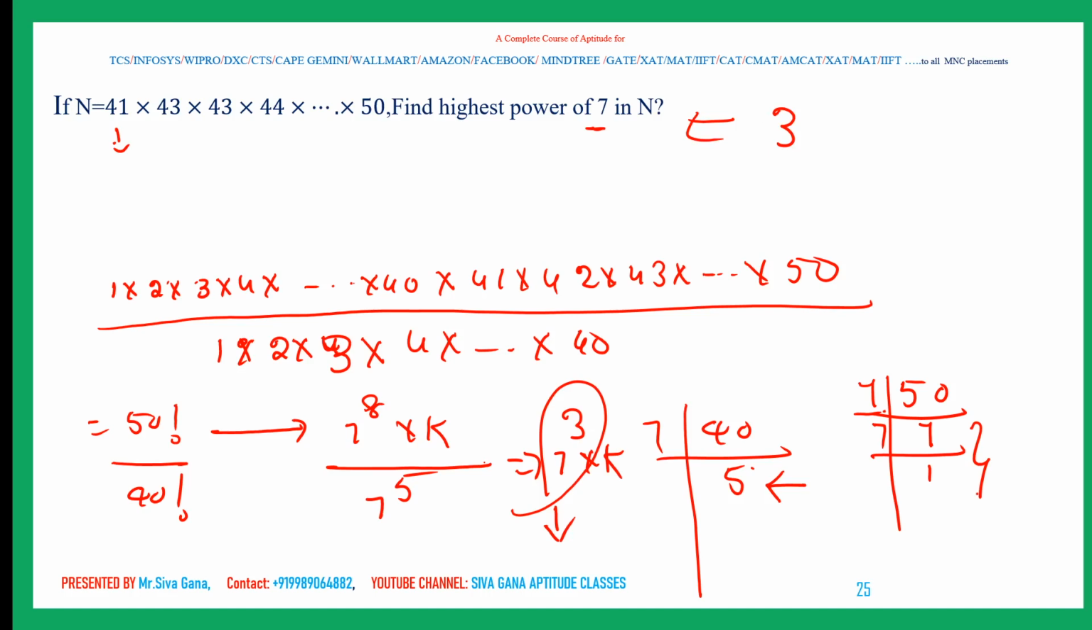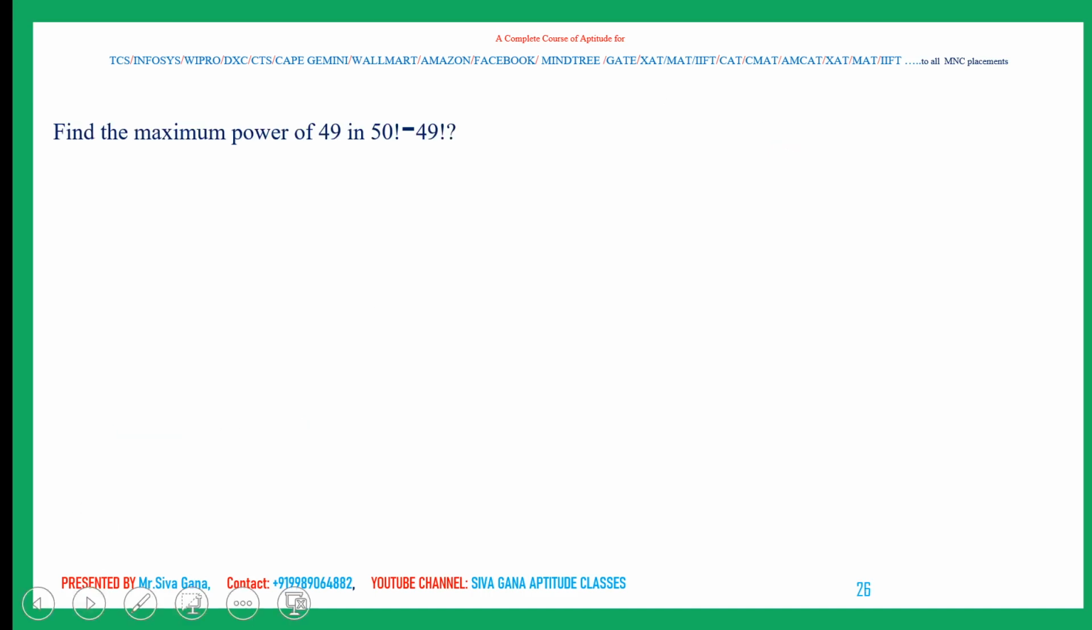Previously asked competitive examination question. Next, find the maximum power of 49. 49 is a composite number. First we have to decompose it into prime factorization, which is nothing but 7 square. 49 can be written as 7 square.